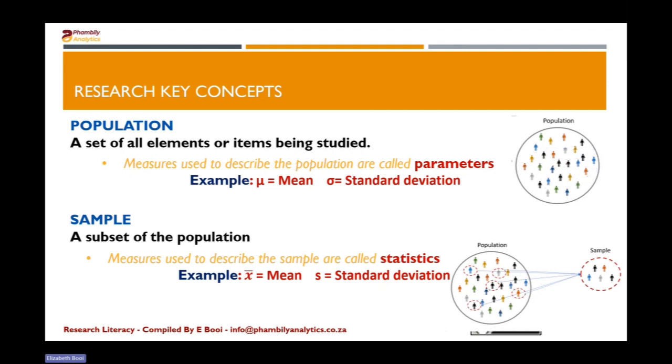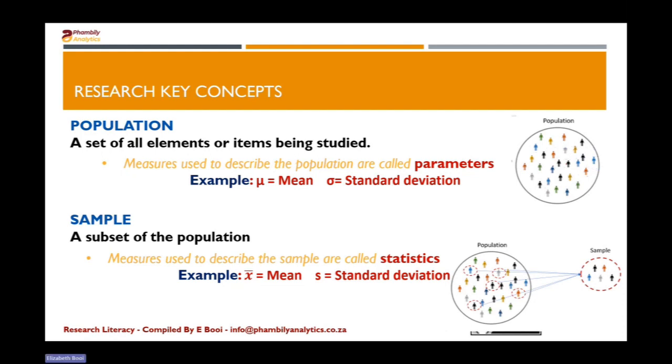I hope that clarifies what statistics is and what a parameter is, and why we say statistical research. It's because we're using the sample. We're not using the population.